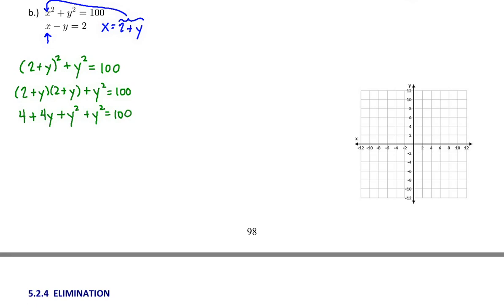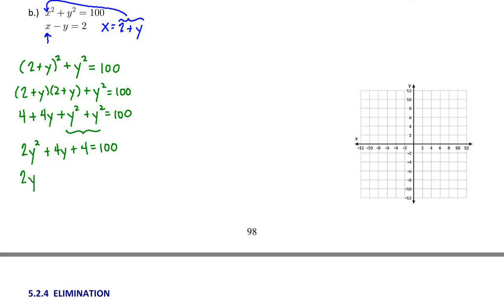Let's combine like terms on the next step and rewrite it in descending order. So combining these two, we have 2y squared. Next, we have 4y plus 4 equals 100. Again, because it's quadratic, it's convenient to solve it either by factoring or the quadratic formula, but both of those require it to be equal to 0.